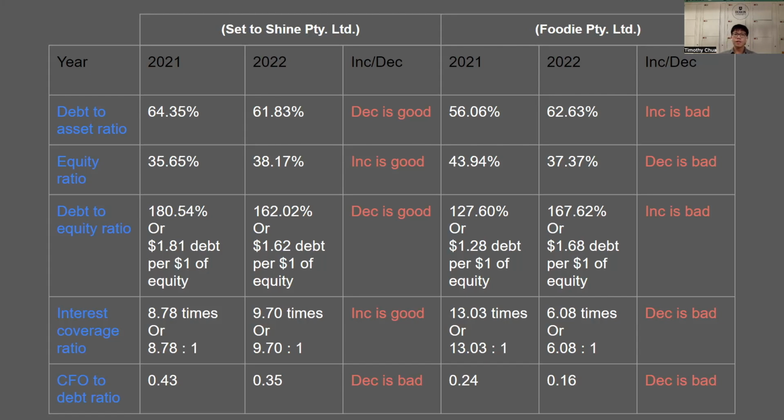While Set to Shine's higher dividend yield may make it a more attractive investment option, it is important to consider other factors such as market trends and company growth potential when making an investment decision. Ultimately, Valentina should consider her personal investment goals and risk tolerance when deciding between these two options. All right, that's it.